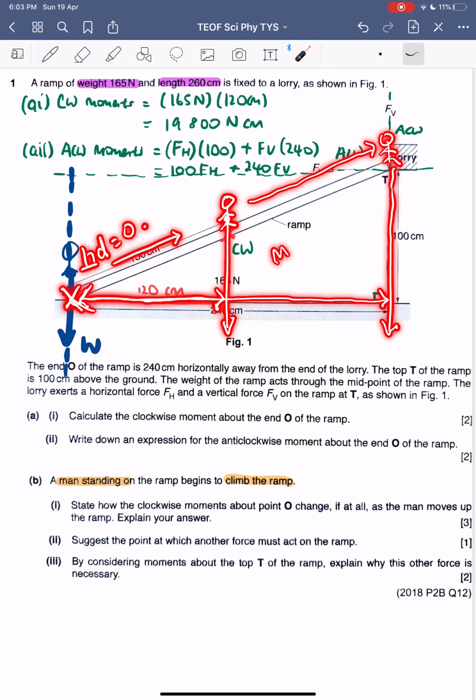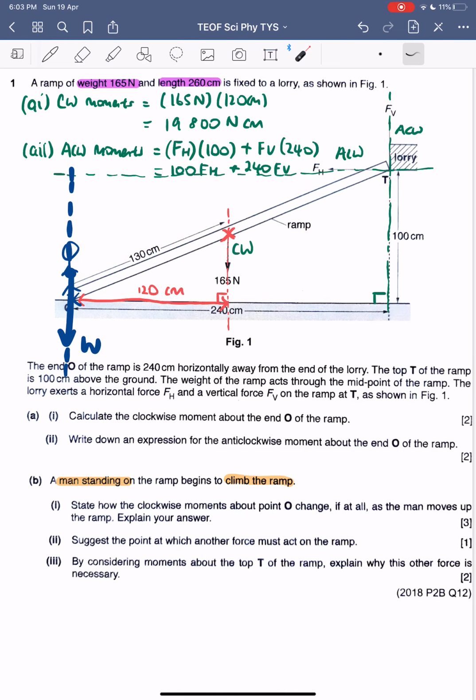So we know that his perpendicular distance is increasing. Now, so what? We know that moments equals force times perpendicular distance, right? And force is the same because it is his weight, but perpendicular distance has increased as he climbs up the ramp. So therefore moments will increase.